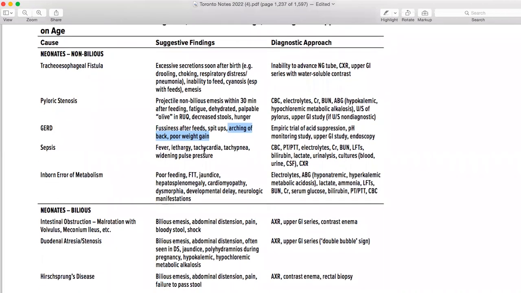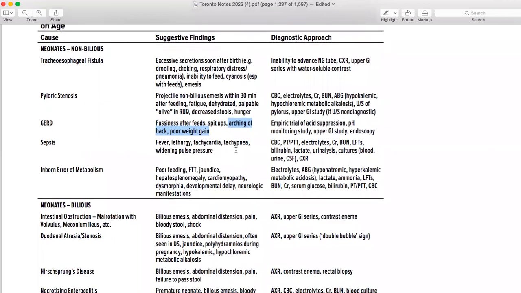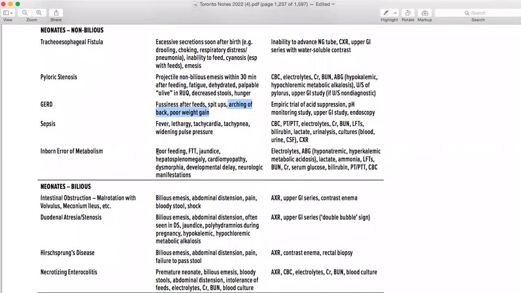And then sepsis: fever, lethargy, tachycardia, tachypnea, and widened pulse pressure. So you have to do the whole sepsis workup. Then inborn errors, maybe galactosemia, Niemann-Pick, Tay-Sachs. You have to rule out all those: hepatosplenomegaly, cardiomegaly, cardiomyopathy, developmental delay, neurological manifestations. All these tests are done.